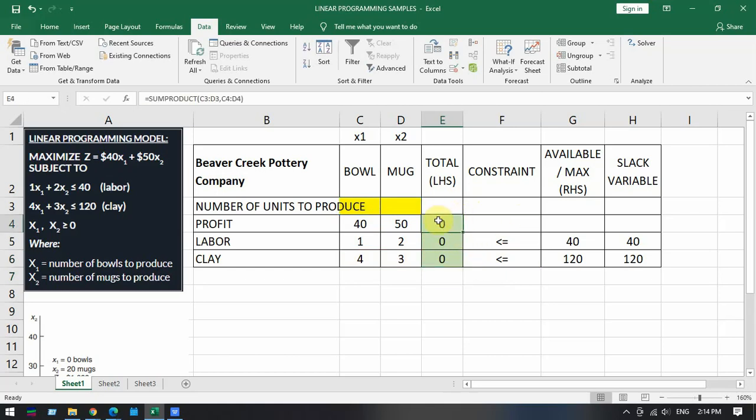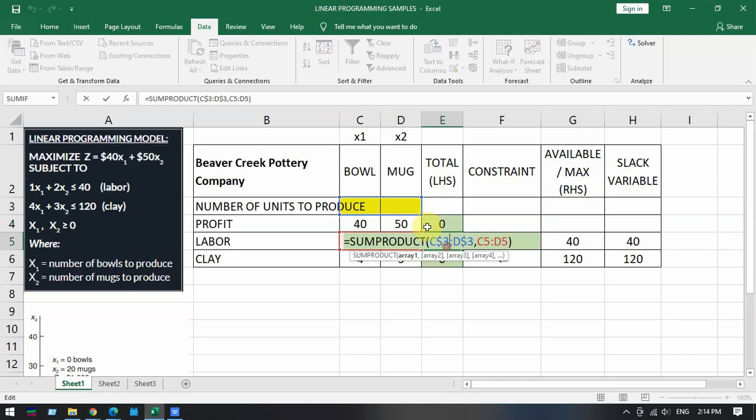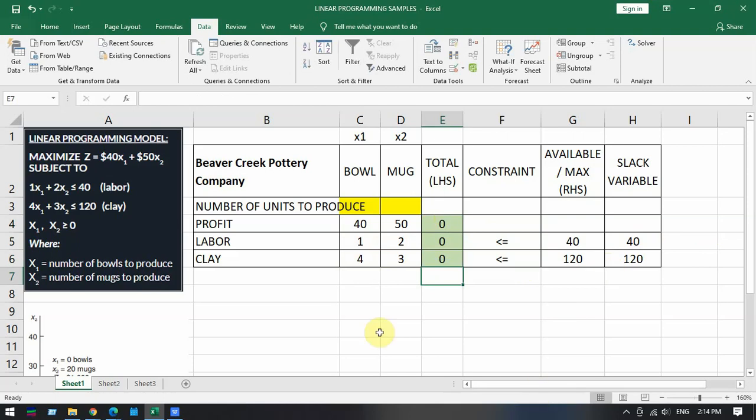So that's why we use the dollar sign for the cells that we do not want to move when we copy them to the other cells. So we will still get the correct formula. So that's just a few tips. So let's move on to our main topic.